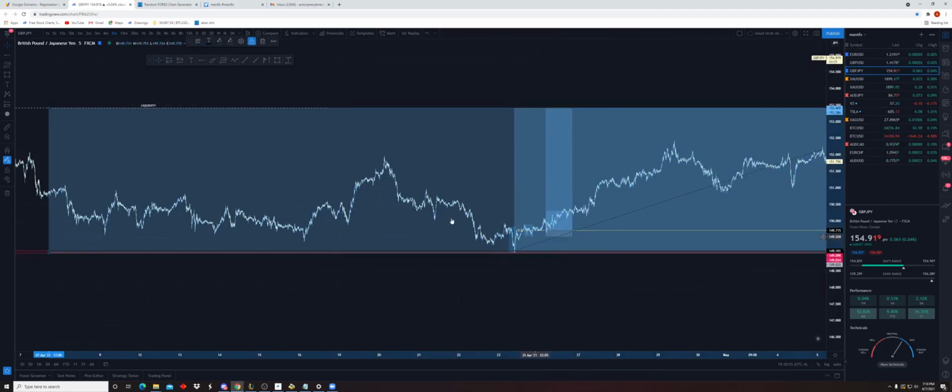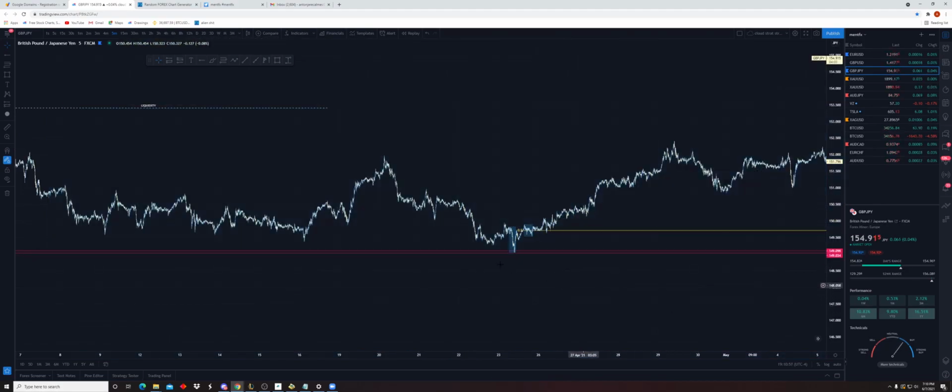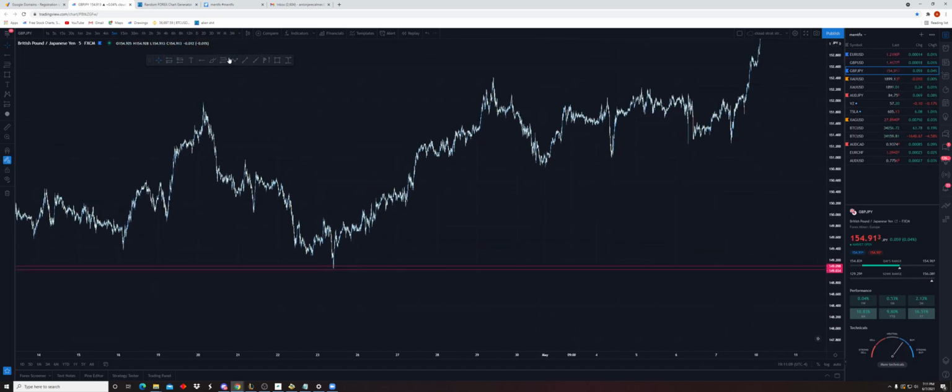Otherwise, you can go inside of there and look for confirmations as well. So now that you understand the positives and negatives of refinement, we can take a look at a few other instances of how refinement can be done, right? So we're just going to look at random areas where we saw a break of structure and a supply and demand zone that got hit, and see if we can refine it to the perfect last move.